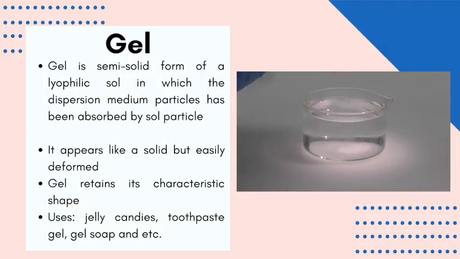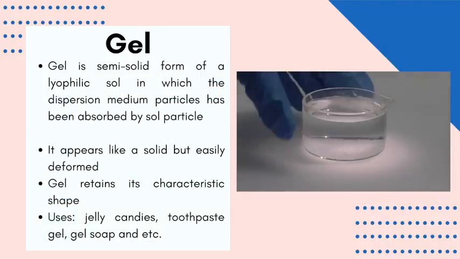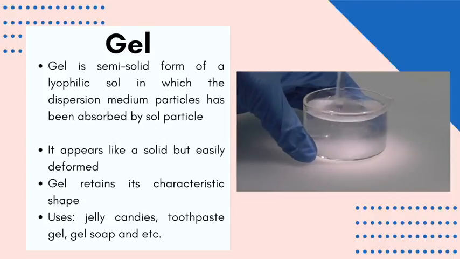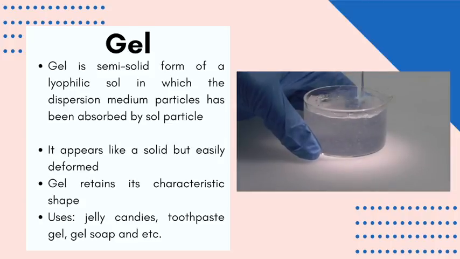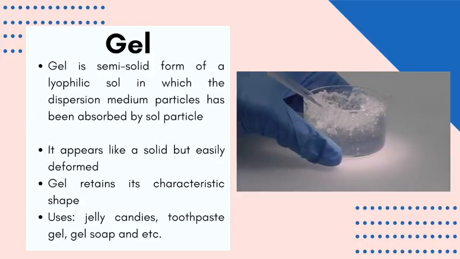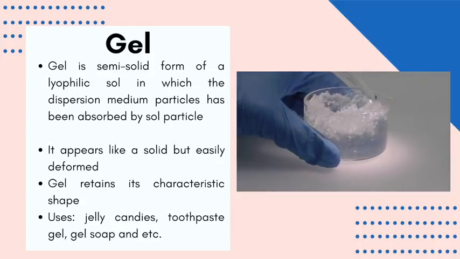Gel is a semi-solid form of a lyophilic sol in which the dispersion medium has been absorbed by the solid particles. It appears like a solid but is easily deformed. Gel retains its characteristic shape. The uses are jelly candies, toothpaste gel, gel soap, and so on.